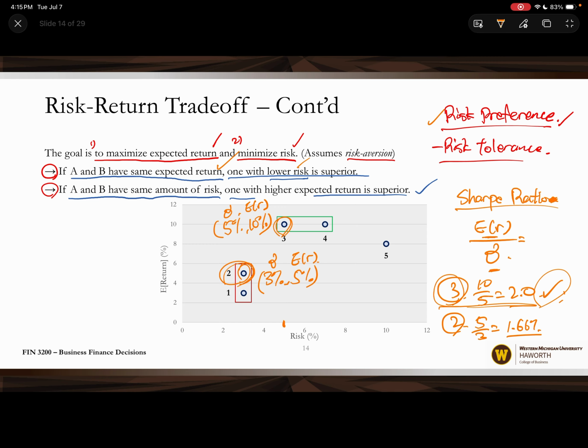For all the other ones, we had the conclusions, right? 3 is better than 4, 2 is better than 1, 4 is better than 5. Okay?